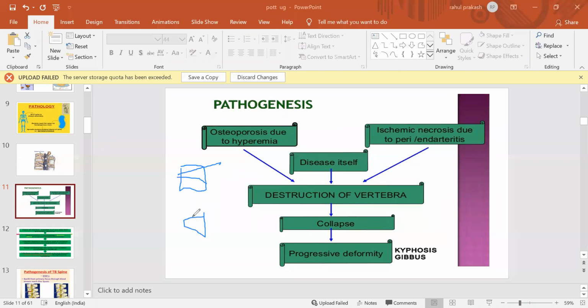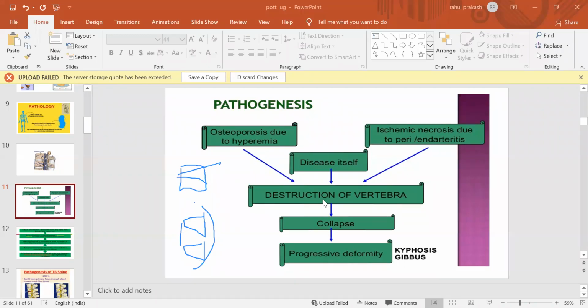Anteriorly it becomes a wedge. Posteriorly it may be okay, but anteriorly it becomes a wedge. So there is destruction of the vertebra and the body collapses. The whole thing starts collapsing, and it causes kyphosis. Kyphosis is this. I will show you the next image.